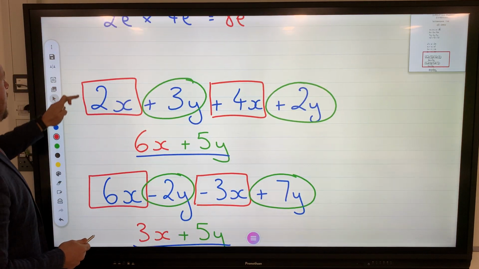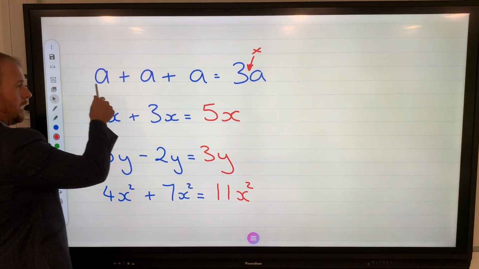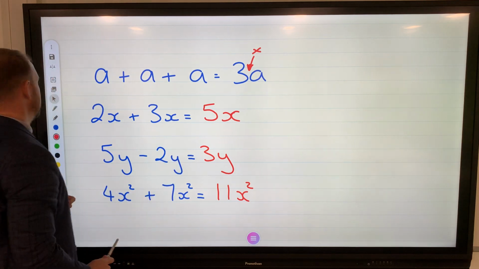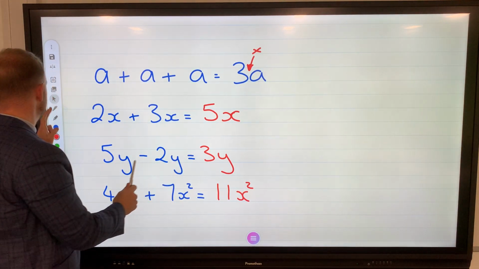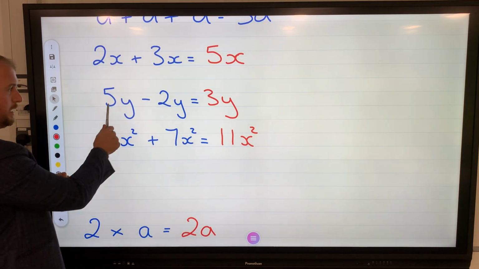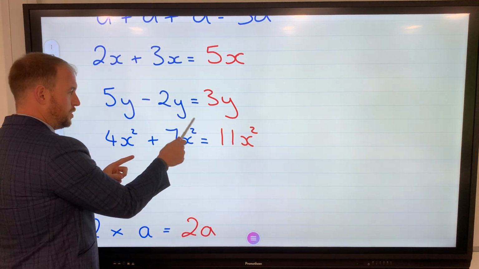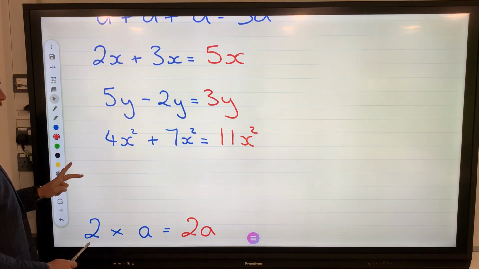So just to quickly recap. Collect like terms, remember there's an imaginary times sign in the middle. When we are adding, obviously we just add the big numbers. Exactly the same as subtraction. My like terms here was the x squared. So therefore it's got 4x squared plus 7x squared is 11x squared.